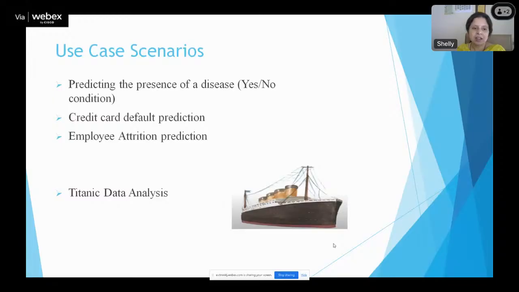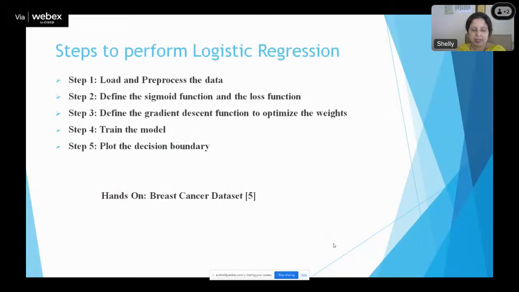Then the credit card default prediction and the employee attrition prediction. For example, you are incurring so much cost and you want to let go of certain employees, and you want to take a decision regarding this. So you can apply logistic regression and have an employee attrition prediction based upon that. Any doubts before I move on to the steps required to perform a logistic regression?